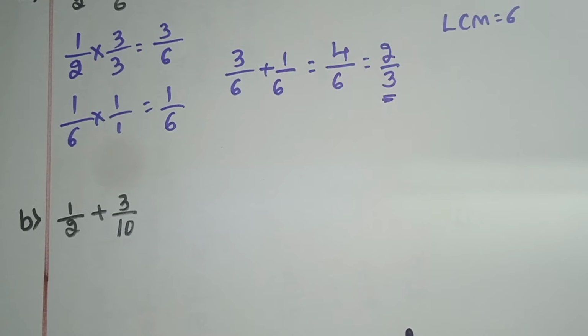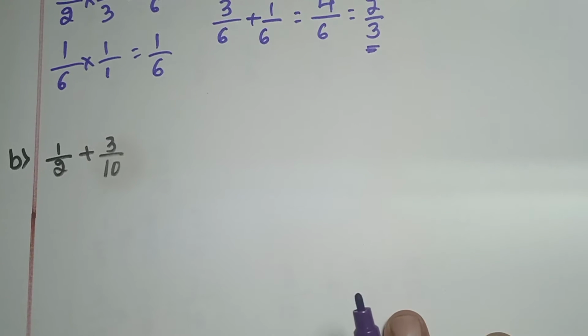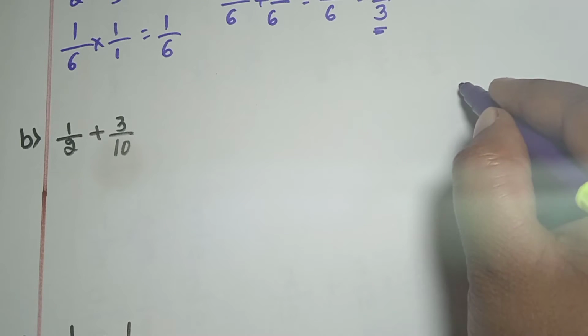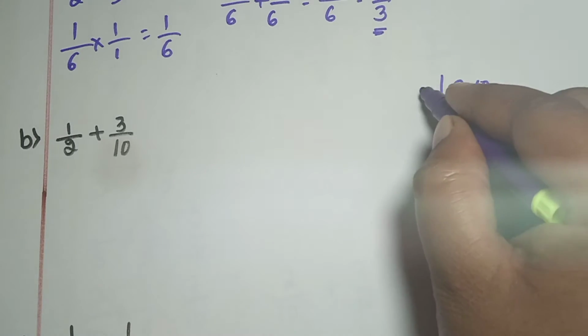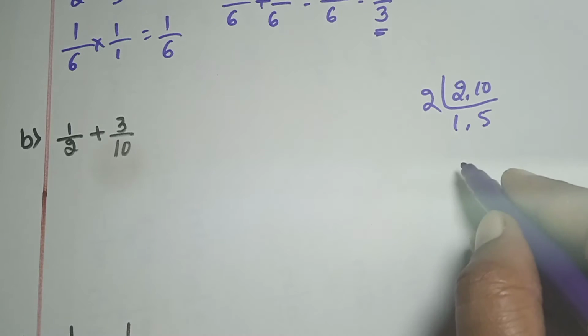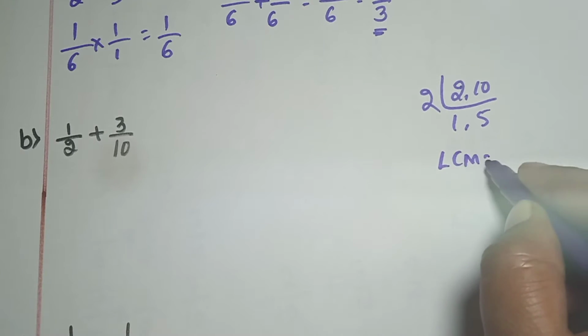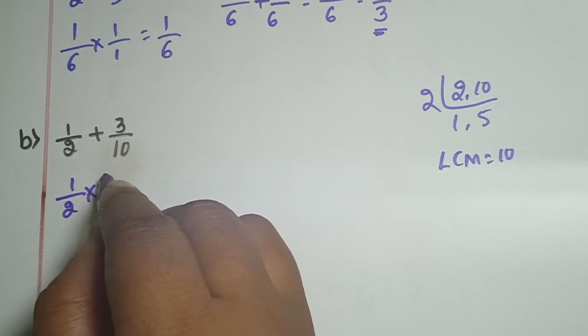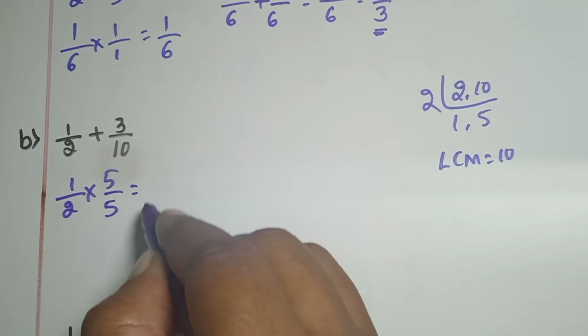Okay. Yes, let us go for second question. 1 by 2 plus 3 by 10. Yes, what is the LCM, children? Come on, do it fast. Very easy. 2 5s are 10. LCM is nothing but 10 only. Here we should multiply 1 by 2 into 5 by 5. Isn't it, children? To get 10.